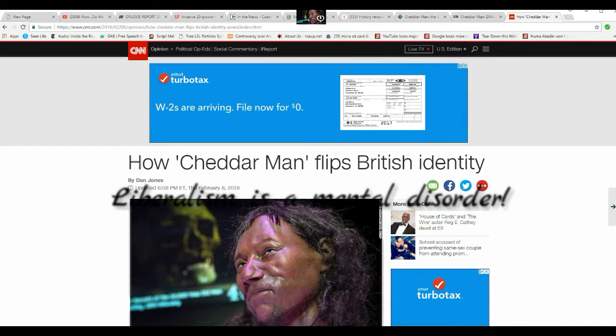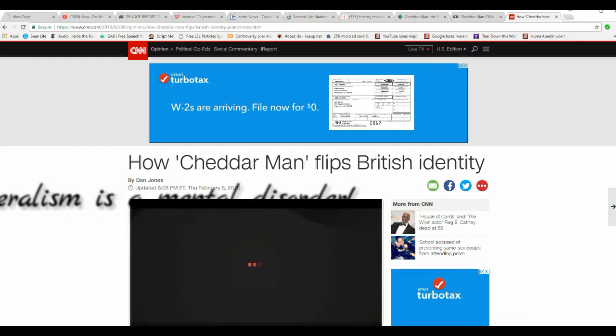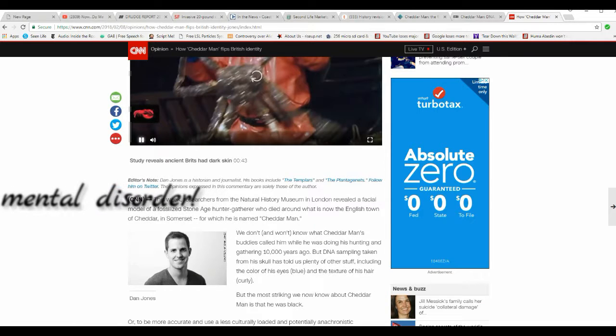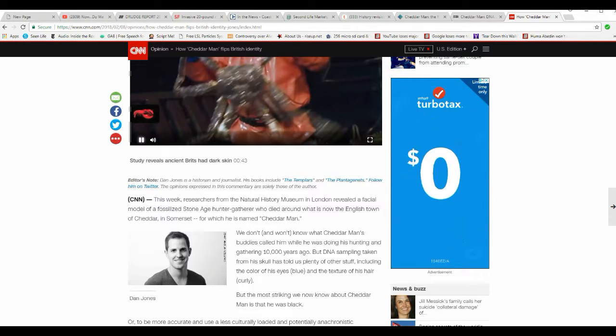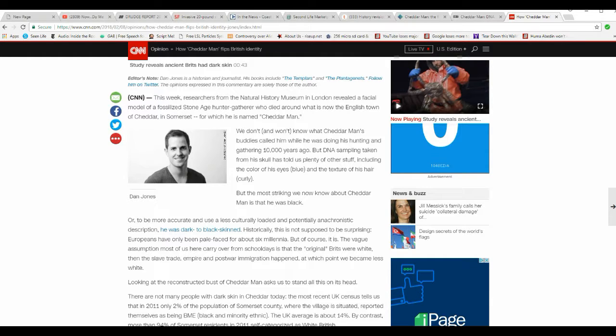How Cheddar Cheese Man flips British identity. Well, there you go. No one knows what Cheddar Cheese Man's buddies called him while he was hunting and gathering 10,000 years ago. The DNA sampling taken from his skull has told us plenty of other stuff, including the color of his eyes, blue, and texture of his hair, curly. But the most striking thing we know now about Cheddar Cheese Man is that he is black.